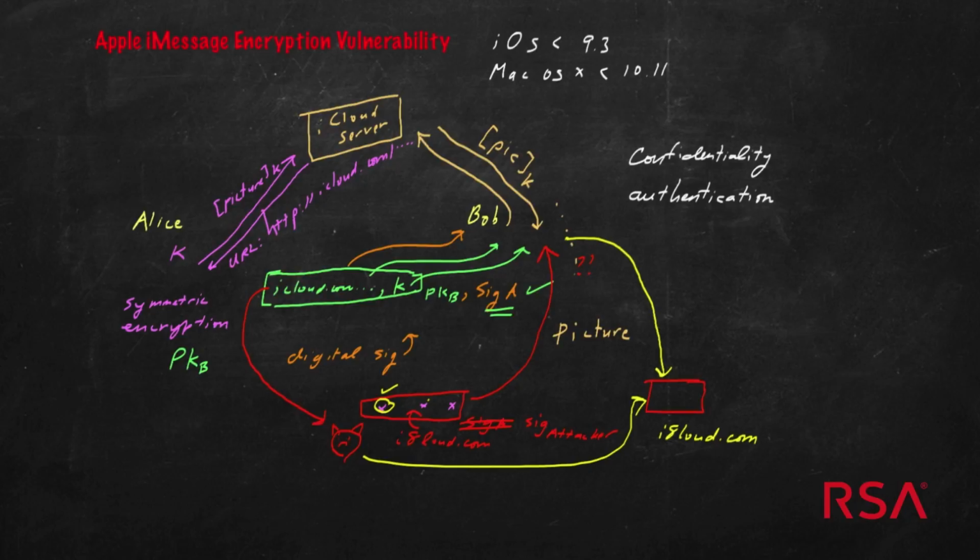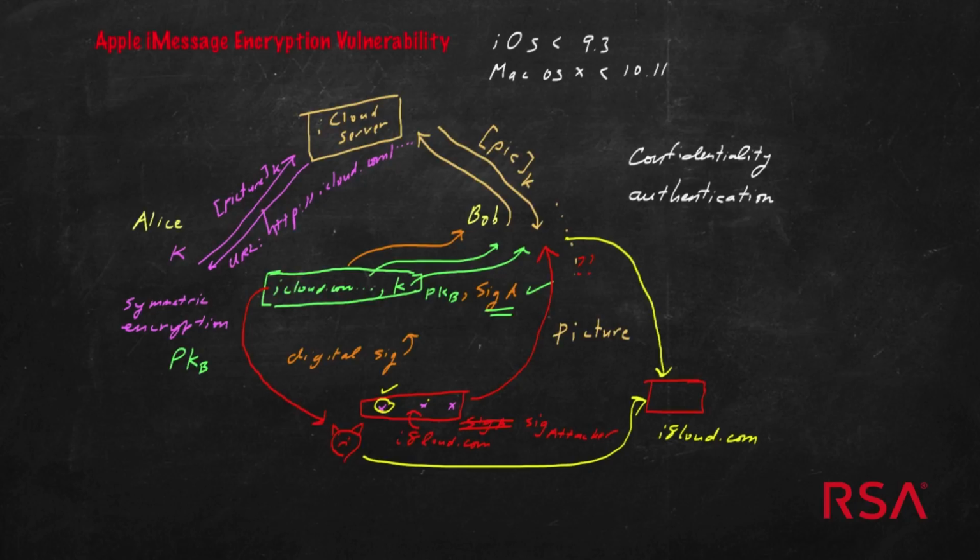So the main concept here is that because of the way that encryption is performed in iMessage, and because of the fact that the digital signature can be stripped and replaced, the attacker can try guessing a small portion of the key. And more so, the attacker can ascertain whether that guess it made was correct, because whenever the guess is correct, Bob's iPhone will communicate with i8loud.com, which is controlled by the attacker.